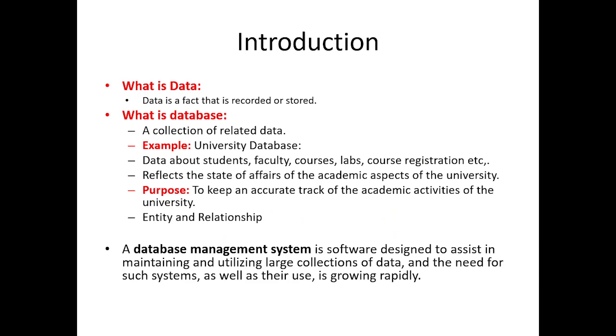Now, data. We all know that data means raw facts, and processed data is information. Now, what is a database? A collection of related data is a database. For example, a university database. The main purpose of this database is to keep track of the academic activities, and it is represented using an ER diagram.